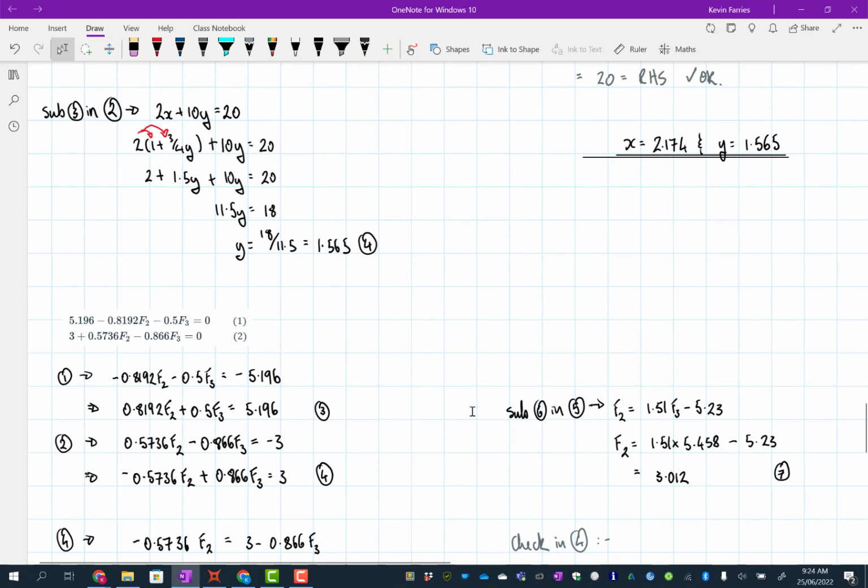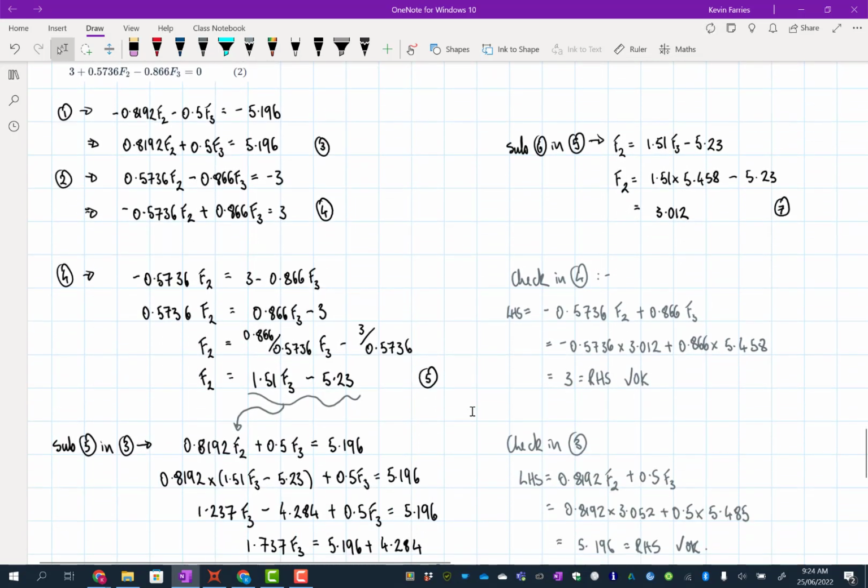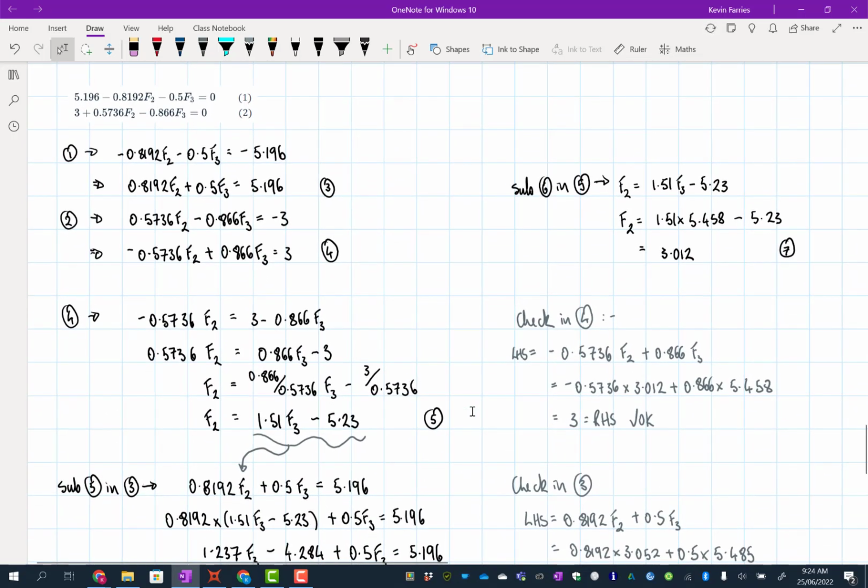So just a quick summary. When we're doing these types of simultaneous equations, first thing to do is probably to check that you've got two equations and two unknowns. If you've got more than two unknowns, you need more than two equations. So you need the same number of equations as the number of unknowns. In this case, we've got two equations, two unknowns, so we should be able to solve it.